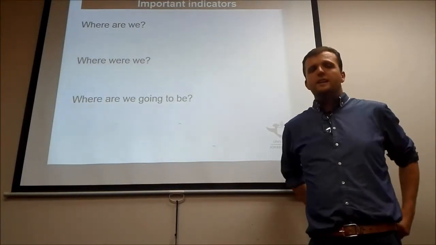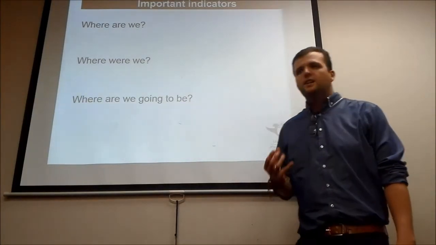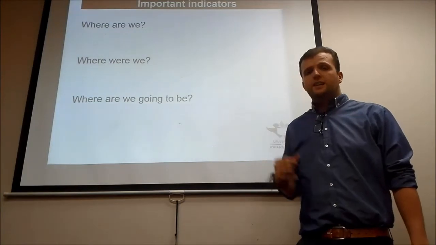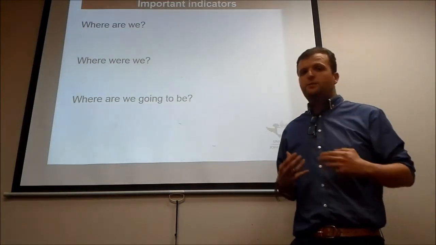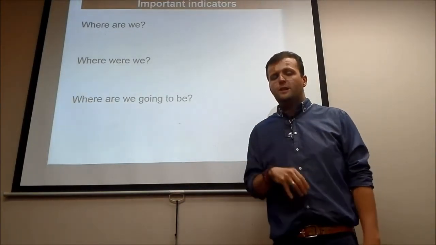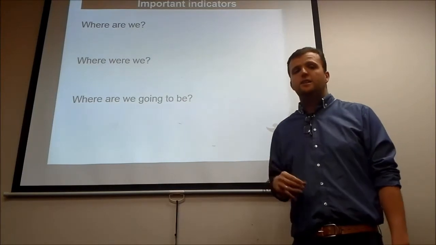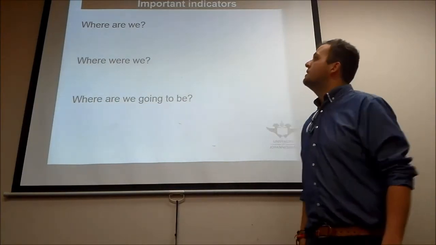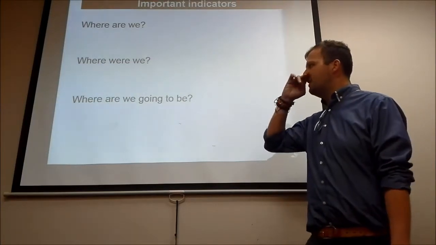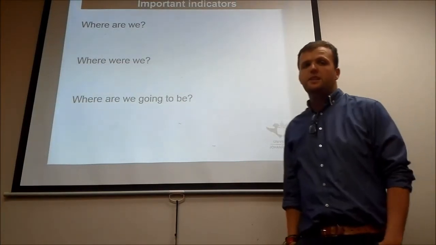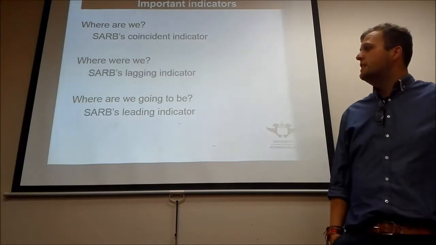So indicators are used to analyze a business cycle. Normally in a business cycle, you don't know exactly a business cycle of a country, but you have indicators you can look at to see where the economy is heading, where it was, and where it's going to be. That's exactly what indicators do. They indicate to us where the economy is going to be. So we have 3 questions we ask. Where are we? Where are we going? And where were we? Now these indicators, there's 3 different indicators that can answer each one of these questions separately.